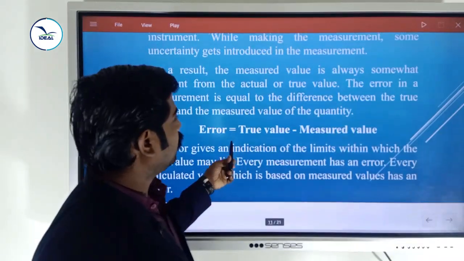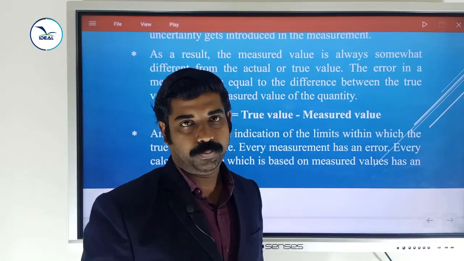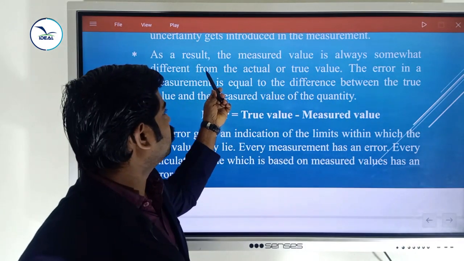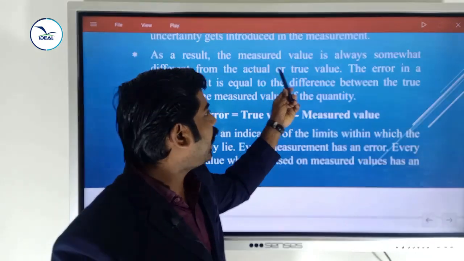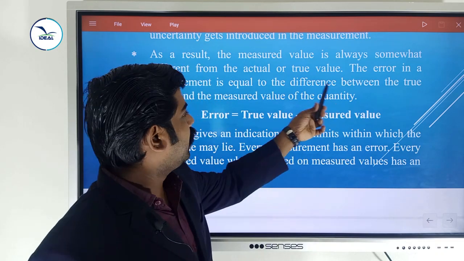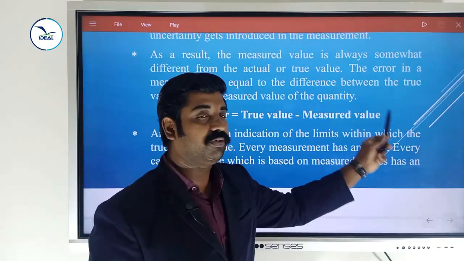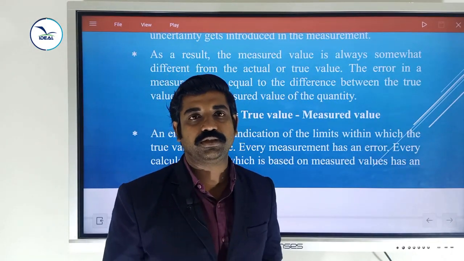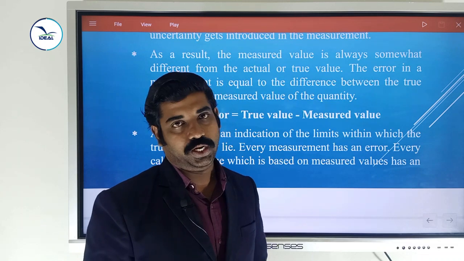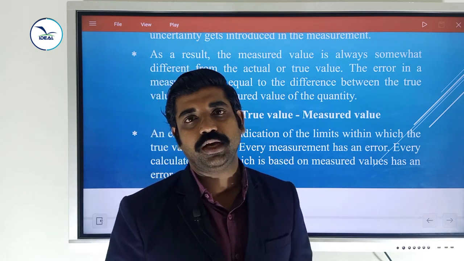As a result, the measured value is always somewhat different from the actual or true value. Clear? There may always be a difference. So the error in the measurement is equal to the difference between the true value and the measured value of a quantity. That difference is called error. So error is equal to true value minus measured value.